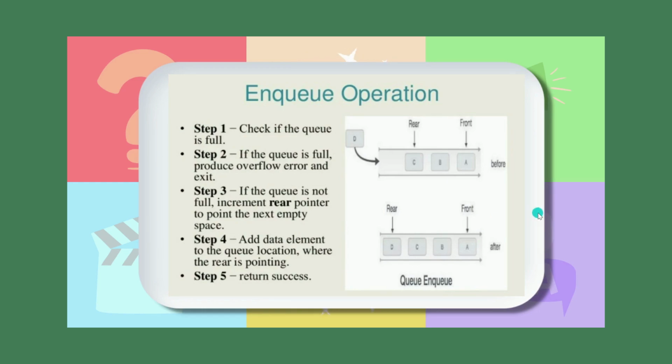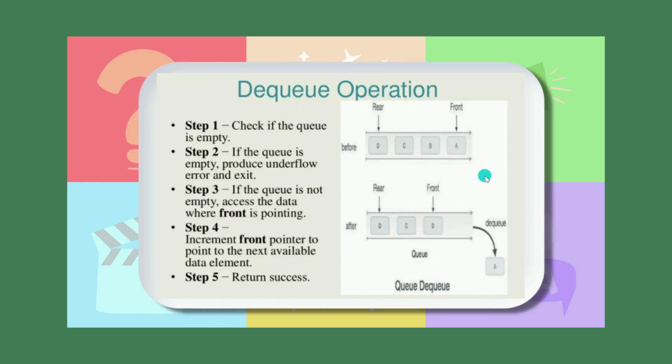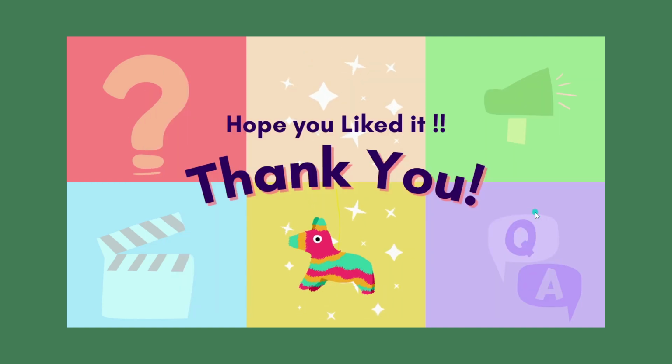and we return success. Similarly, a DQ operation first checks whether the queue is empty or not. Obviously, if the queue is empty, we can't delete any element. If it is empty, then we produce a special message, which is an underflow error, and we exit. If the queue is not empty, then we access the data where front is pointing. Always the element which is present at the front will be deleted, which is the first element of the queue, and then we return success.